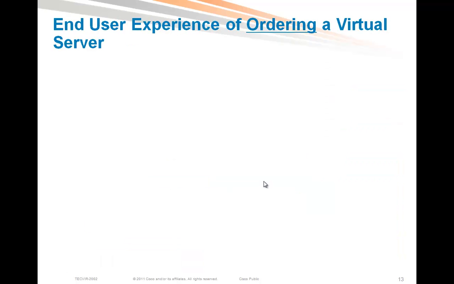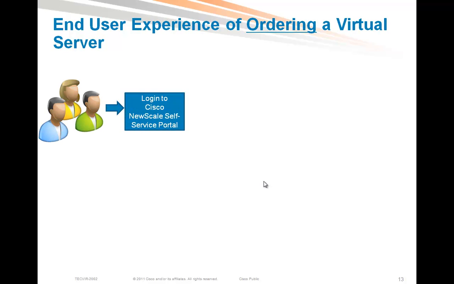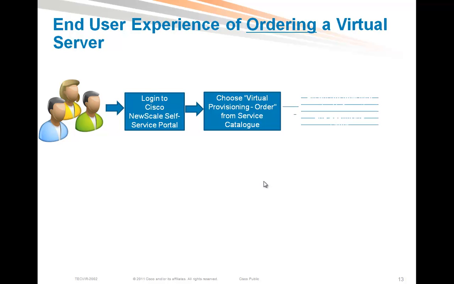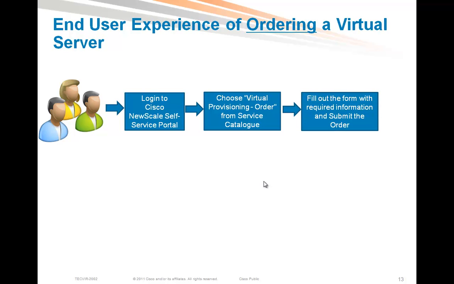So the first part of the demo, which again you saw earlier today, but I want to make sure you have a complete view, I'm going to run through again. We're going to have the user logging into the Cisco NewScale self-service portal. Then the user is going to browse through the service catalog and choose to provision a new server. He's going to fill out the form and submit the order. In our case here, we have built in the need for someone to approve the order of a new server.